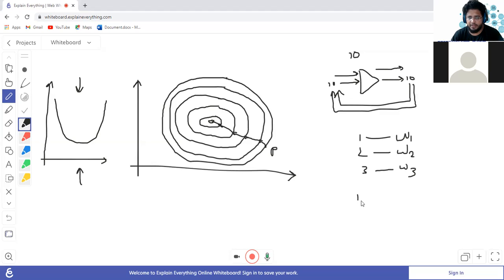Meaning from 1 to 2, the weight will change from W1 to W2. Then 2 to 3, the change will be W2 to W3. Similarly, W3 to W4, W4 to W5, and it will go on. Since we are taking the same data again and again, our proportionality of change is smooth.